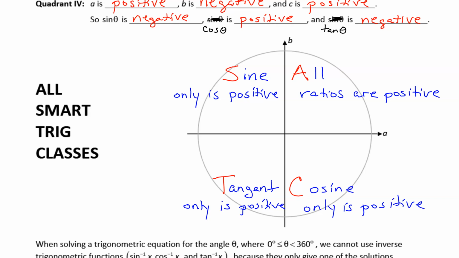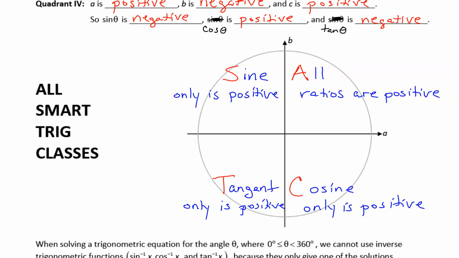So ASTC can help you remember which functions are positive in which quadrants. So you can remember all smart trig classes. Some classes also memorize Andrew sells trash cans. All students take calculus, which I'm not sure I like that one because it's not really true. And a last one, how I learned, at Albany State Teachers College. Whichever one you prefer is what you should use.